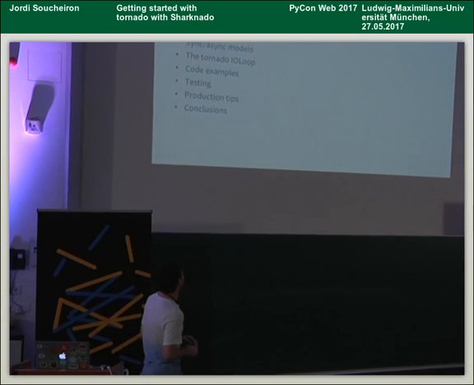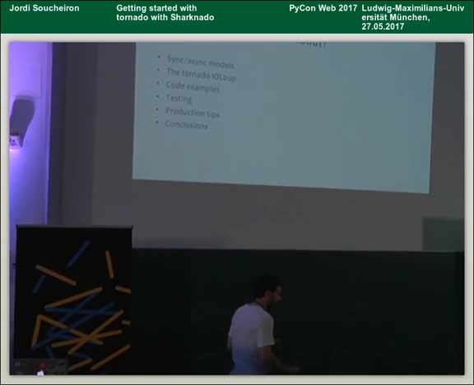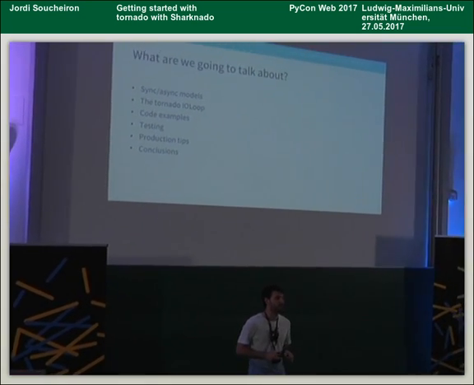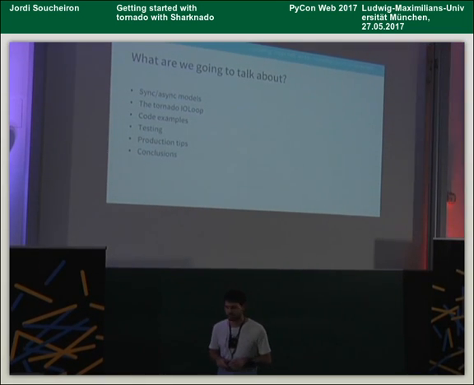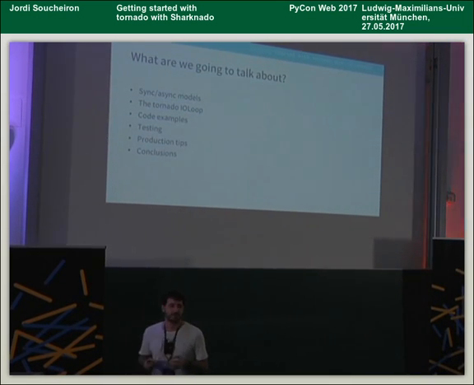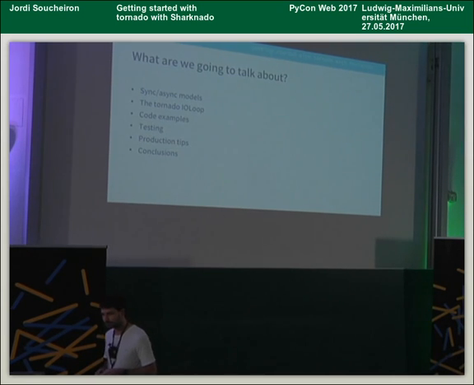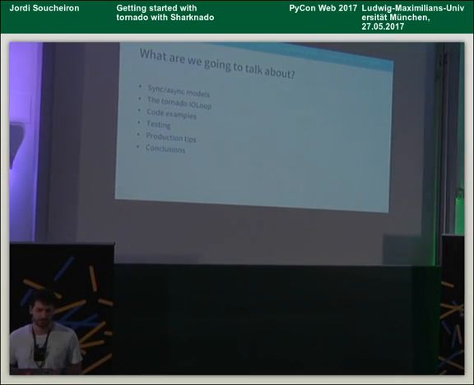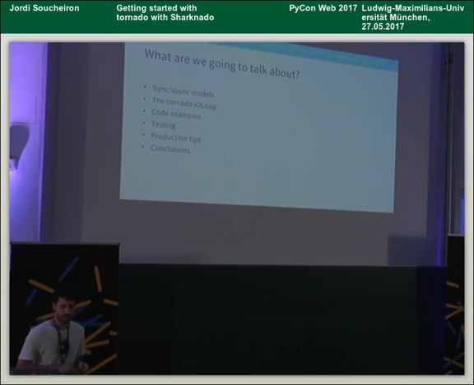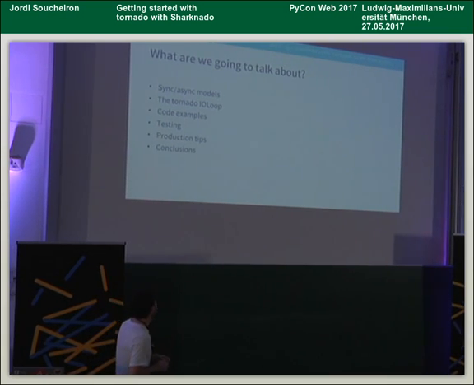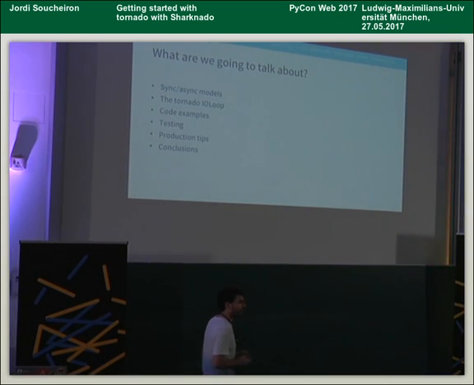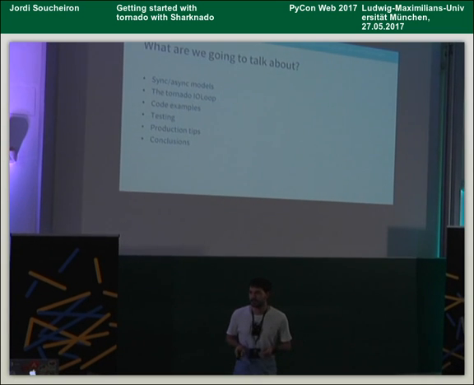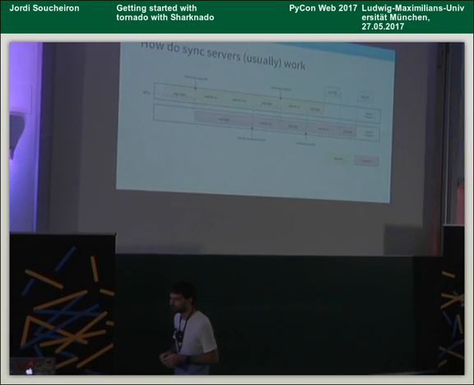So what do we want to talk about today? Today we're going to talk about the main difference between synchronous and asynchronous applications and what that means when you're creating one. We're going to talk about the Tornado IO loop, some code examples, how to test your applications, some tips on running in production, and finally conclusions about everything.